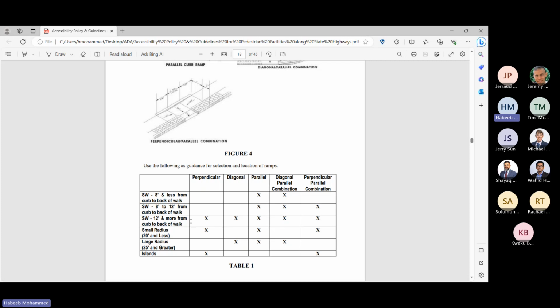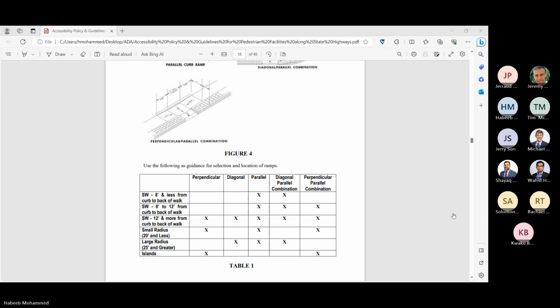So you just need to use your engineering judgment and go with whichever is the best option. And if it is less, then you can fit these three. And if it is larger radii, then you can fit these. And the islands, you can fit the perpendicular and the parallel perpendicular. So I just wanted to show those. You want to add anything on that, Shaq? No, I think you're good.